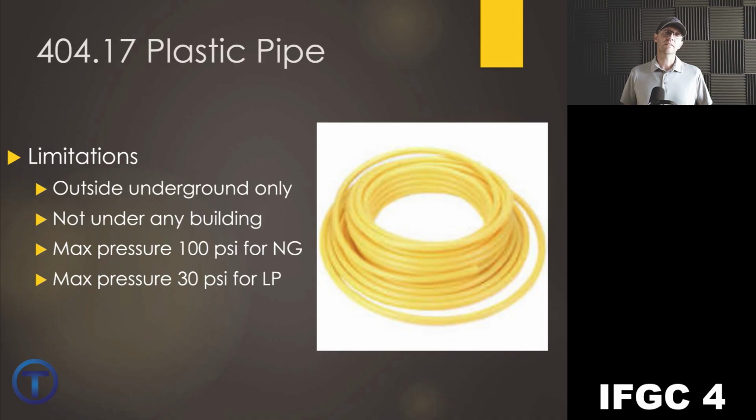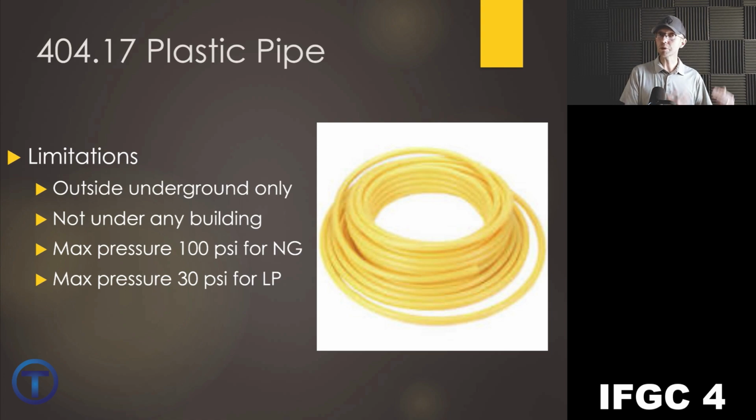404.17 brings us to the topic of plastic pipe. Where can plastic pipe be run? Definitely not inside the building. Please, never run flexible gas pipe inside the building. It is for underground outdoor use only. As mentioned before, even though you can run plastic pipe below ground, you cannot run it underneath the building. The maximum pressure for gas pipe should be 100 psi for natural gas or max pressure of 30 psi for LP. That's going to be what that pipe needs to be able to handle. Most systems aren't going to be up quite to that level.